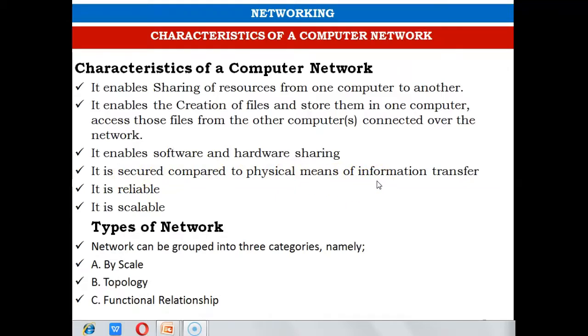And we can also see that it is reliable and scalable because the network points can continue to increase as the network grows. Types of network. Networks can be grouped into three categories, namely by scale, by topology, and by functional relationship. But our main focus in this class will be by scale.